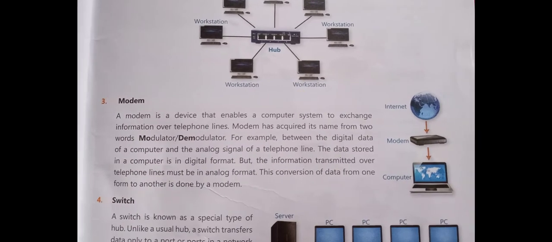Next is modem. A modem is a device that enables a computer system to exchange information over telephone lines. Modem has acquired its name from two words, modulator and demodulator. The work of a modem is to translate the analog signal into digital and digital signals into analog. The data stored in computers is in digital format, but the information transmitted over telephone line must be in analog format. So this conversion is done by the modem.